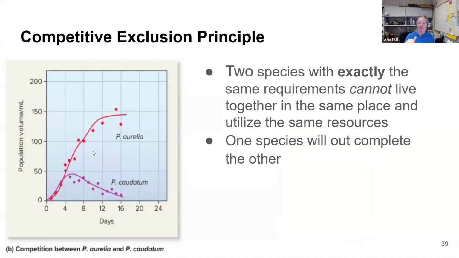So this experiment and other similar experiments led Gause to define the competitive exclusion principle, where it says that two species with the exact same requirements or that ecological niche cannot live together in the same place using the same resources. If they have that same niche, one of them is going to exclude the other by being better competitors. So sorry, purple guys, you are out, and red is the winner.